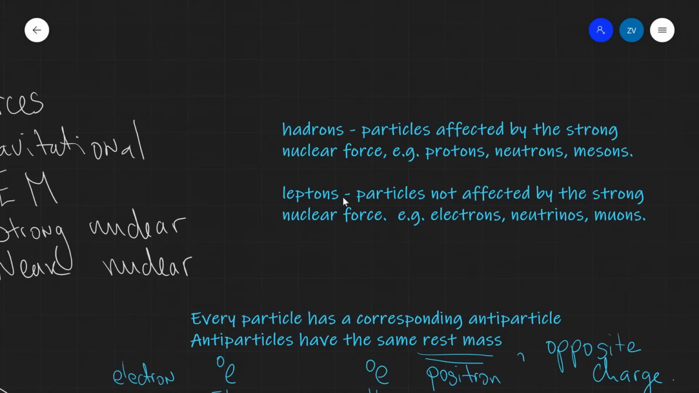The other class of particles, called leptons, are particles which are not affected by the strong nuclear force. Examples include electrons, neutrinos, and muons.